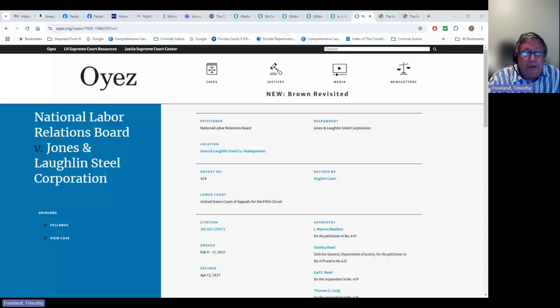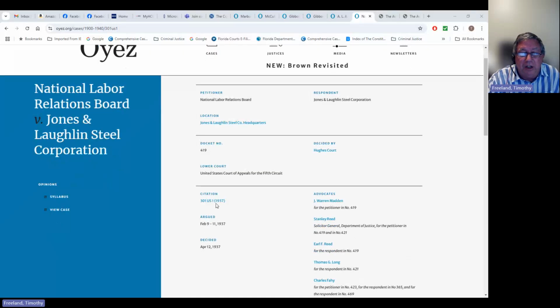National Labor Relations Board versus Jones and Laughlin Steel. You see, this was decided in 1937. And this is the case that marks the beginning of cooperative federalism. In this case, the U.S. Supreme Court found that because Jones and Laughlin Steel was selling its steel nationwide under the Commerce Clause, the Roosevelt administration did have the authority to work to regulate how this company did its business.